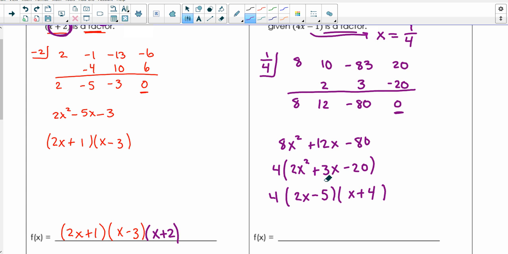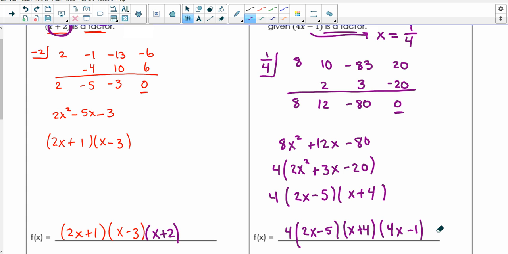Okay? So, when I write this out, factored completely, it doesn't matter the order. You do have to write this 4 as your first, so don't forget your GCF. So it's 4 times 2x minus 5 times x plus 4, and then don't forget the original factor that you were given, which was 4x minus 1.